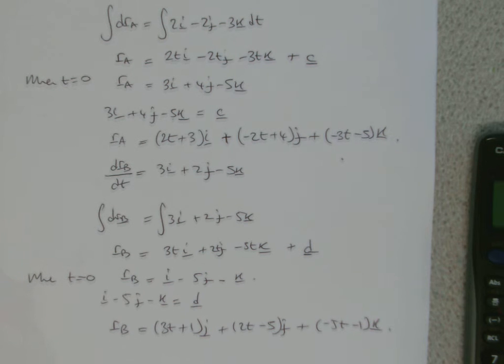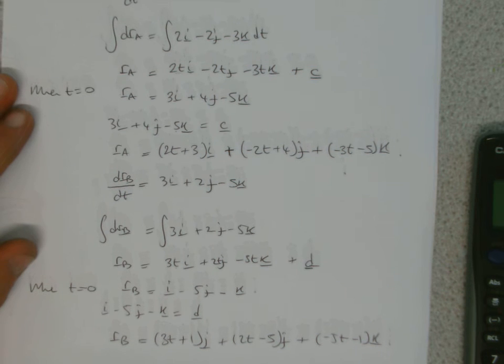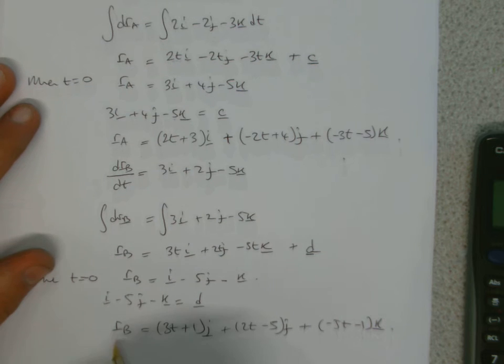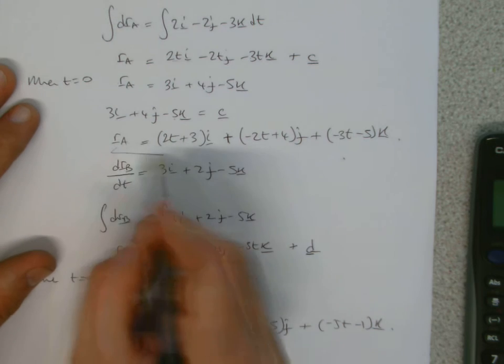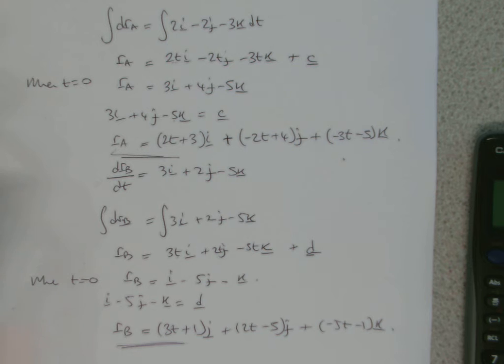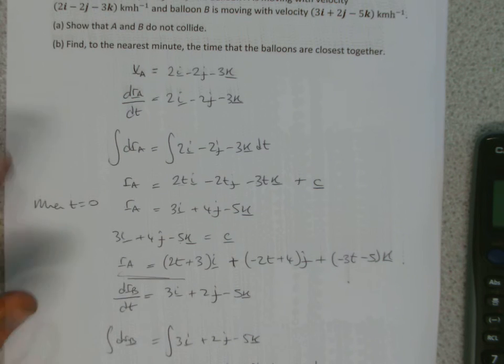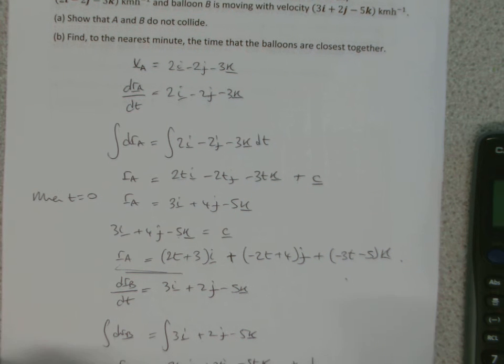Alright, so we've got position vector R_A and R_B there, and they're obviously really important now to go on to answer question A here. Show that A and B do not collide. Okay, that's what it's saying.